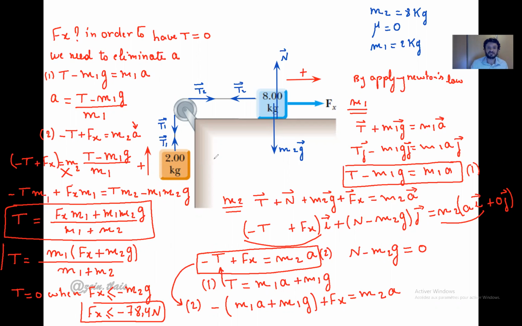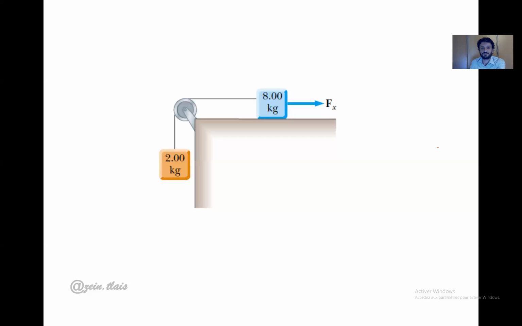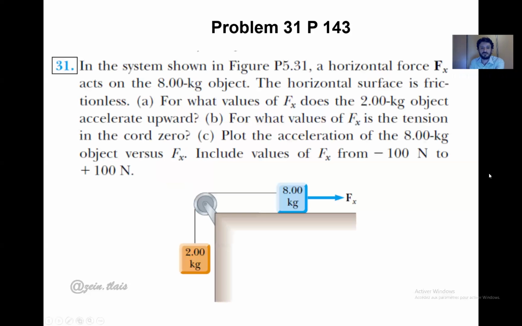Okay, this is the second problem. We can solve the third one. Plot the acceleration. Okay, we don't solve this one. It's not important, okay? That's all.